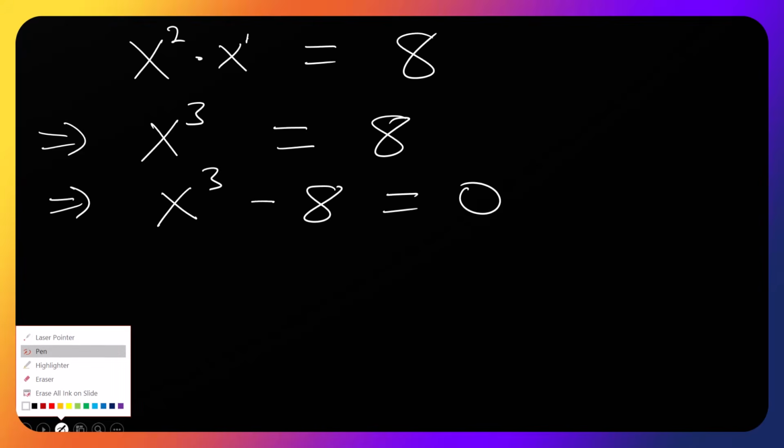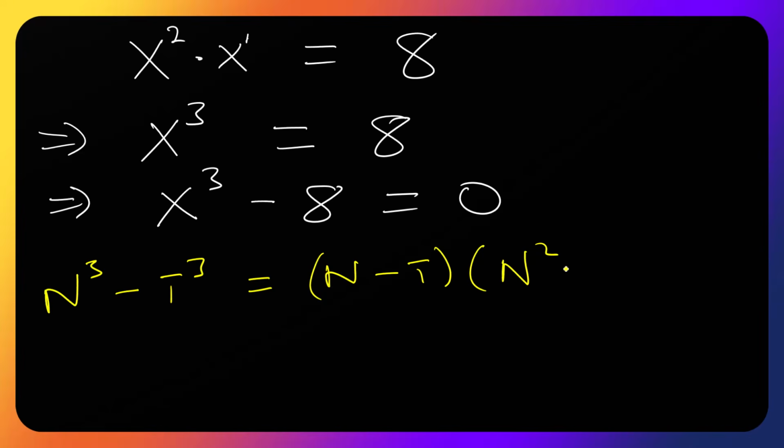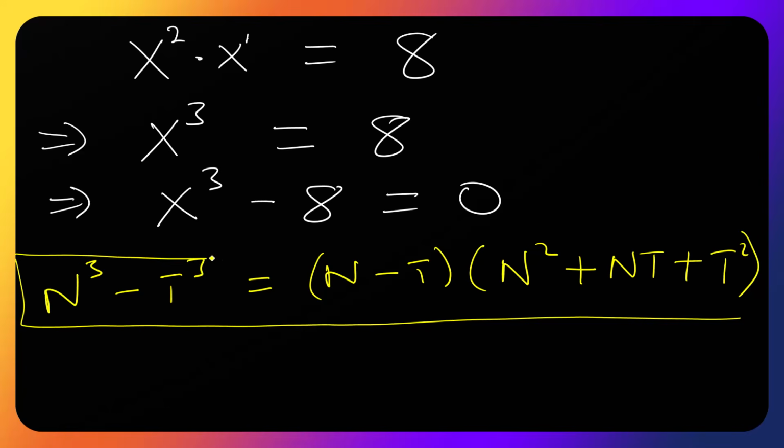Now this one is behaving like a difference of cubes. When you have n cubed minus t cubed, it is the same as n minus t times n squared plus the product of n and t plus t squared. Okay, so this is the difference of cubes. Very important.